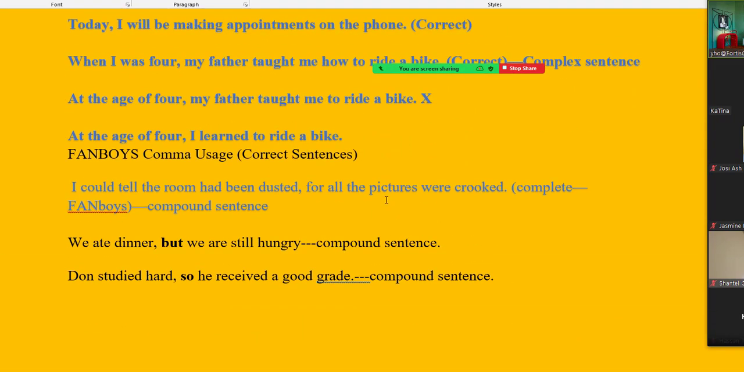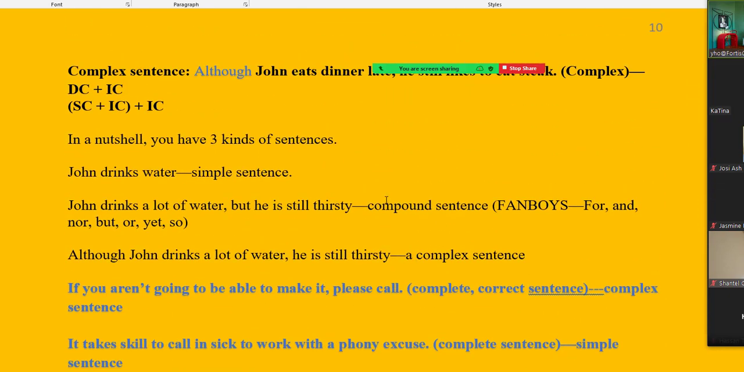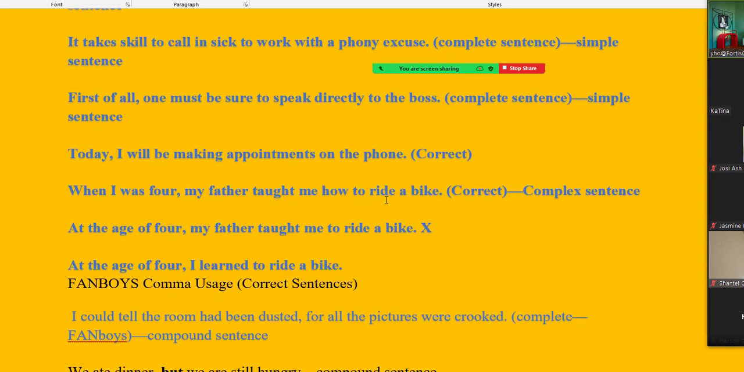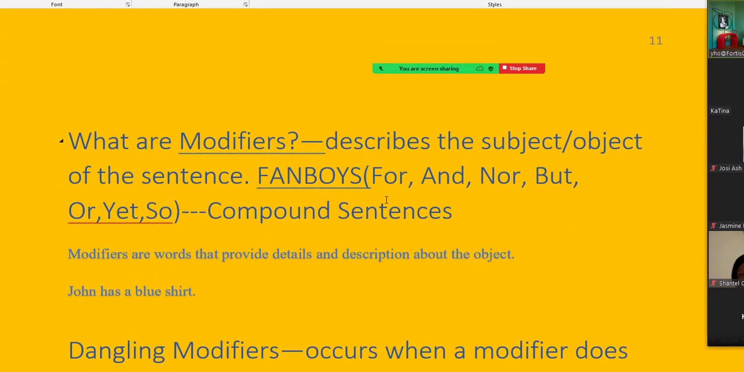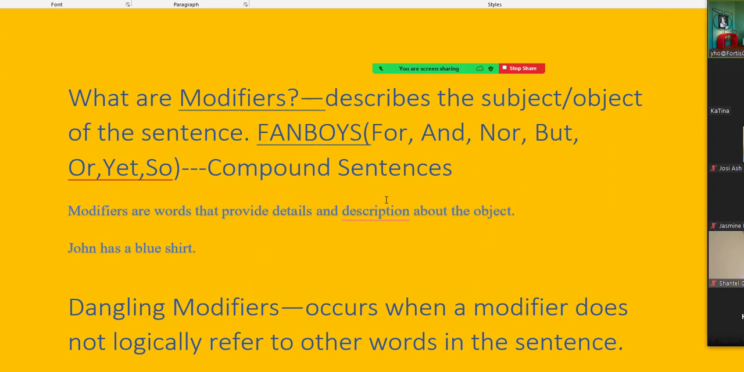That's it for the sentences of English. Everybody get it? You're all experts in sentence structure now. Now I'm going to go into dangling modifiers. What are modifiers? Modifiers describe the subject or object of the sentence. Modifiers are words that provide details and descriptions about the subject. For example, an adjective: John has a blue shirt. Blue is an adjective that modifies shirt. So the word blue is a modifier, because modifiers describe the subject or object of the sentence.